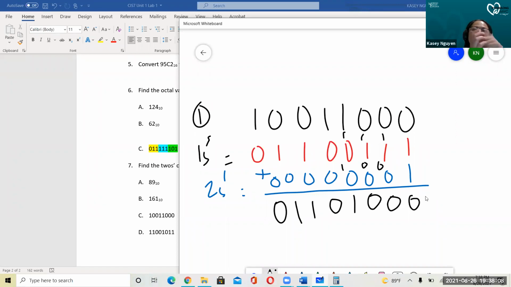So you will be expected to know how to do 2's complement, and conversion for hexadecimal, octal, multiplication, addition, subtraction for binary, and binary decimal conversion.